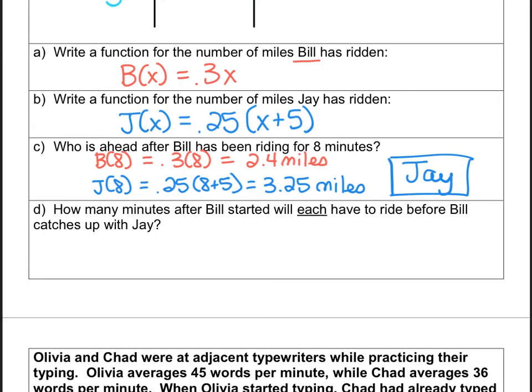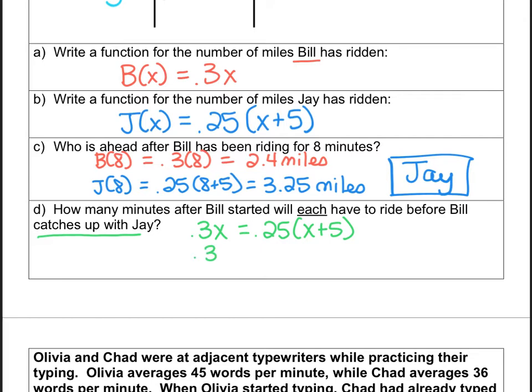So the last question for this problem says, how many minutes after Bill started will each have to ride before Bill catches up with J? That means before they're equal. So what we would do in this case is set Bill equal to J, and we would solve for x. That would tell us when they are going to be at the exact same mileage.